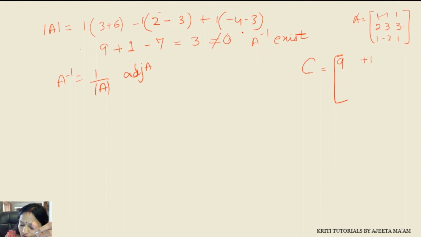Now for the next one, what will it be? Minus 7. ठीक है, अभी बाकी के लिए कर लेते हैं. 2 के लिए leave the row and column in which 2 is there. So 1 plus 2, 3, and it will become minus 3. And I hope you all are clear with this part.